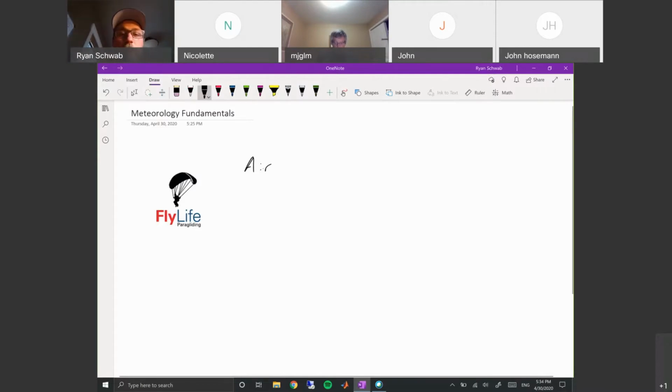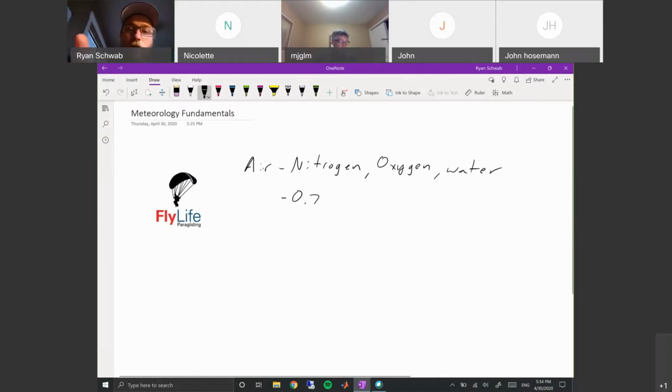The air is made up mostly of nitrogen, oxygen, and water. Now, each of these things has mass, has weight, which means that air as a whole has weight. And that weight, or in this case density, comes out to be about 0.076 pounds per cubic foot.